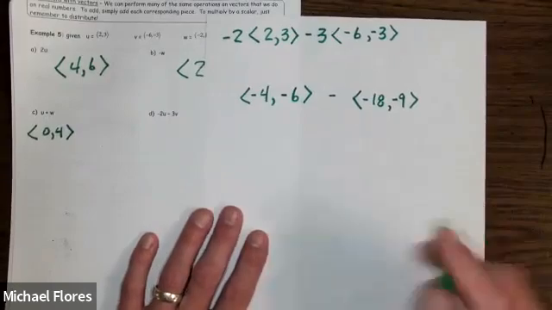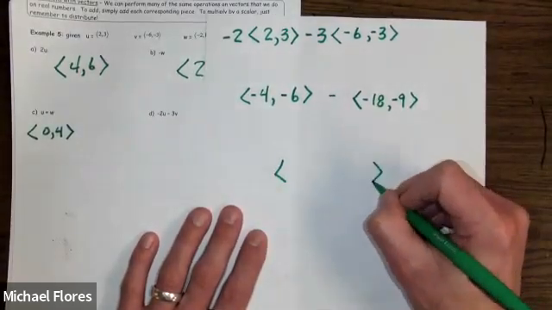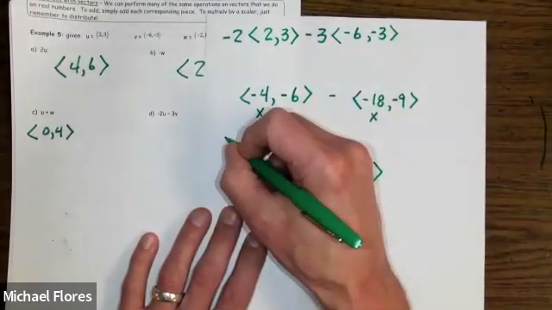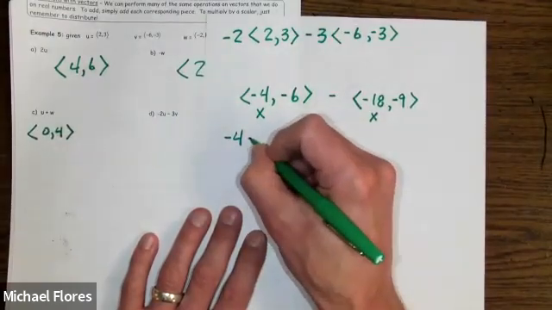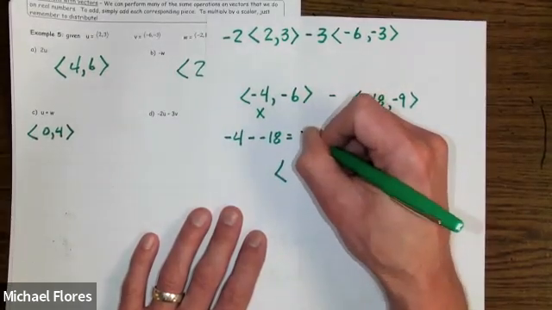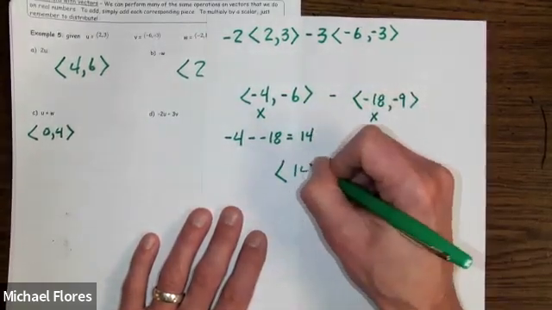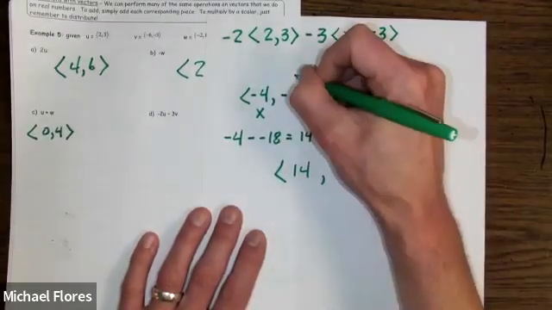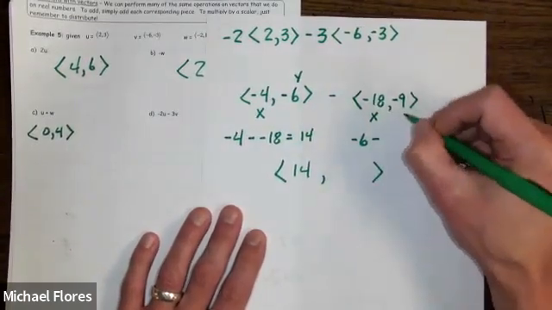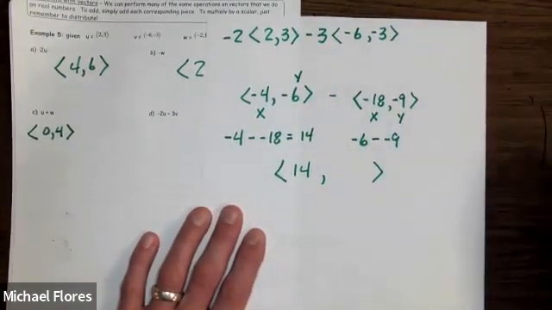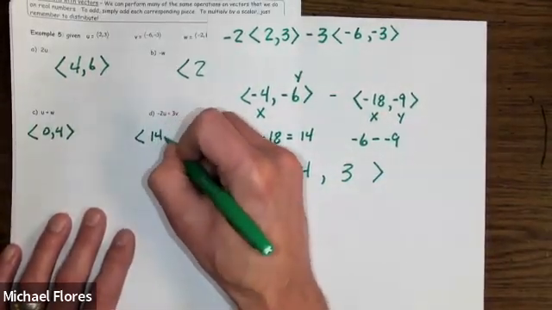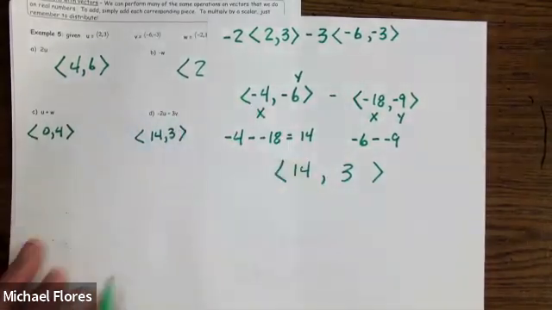Okay, let's now build our final answer by doing our operations with our x values first. So I need to do negative 4 minus negative 18, which would give us positive 14. And now our operations with our y values, negative 6 minus negative 9, which would give us 3. And we're done.